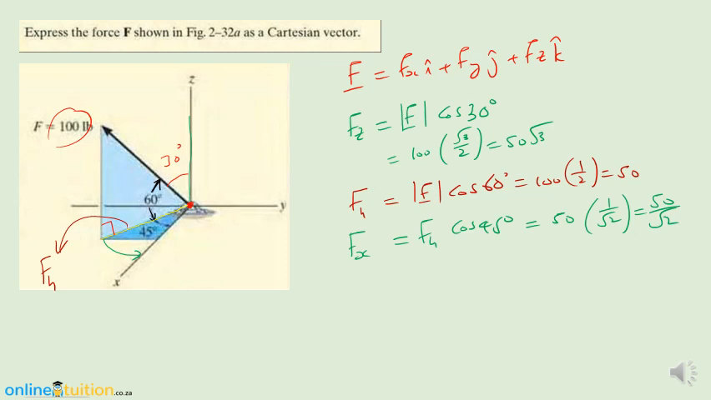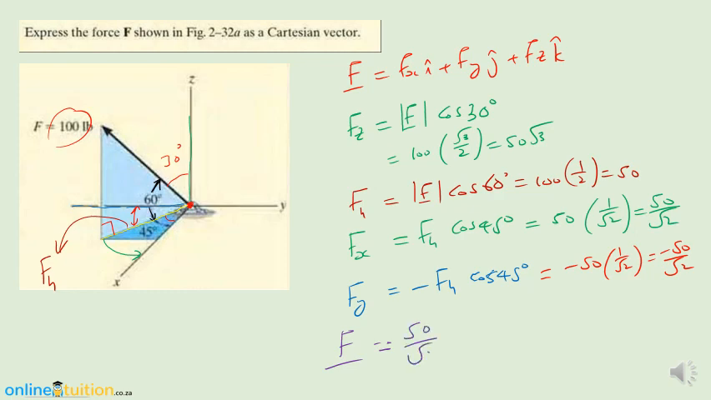Now, what's happening with the y component? Well, we know the y component should lie in and point in the negative y direction. So the y component is going to be minus, take the yellow, and I'm going to claim that that is 45 degrees. Which 45 is that? If this angle is 45, then the remainder there should be 45 as well. So that's going to be minus 50 over root 2. And finally, the force F is Fx i, and where's Fx? It's 50.